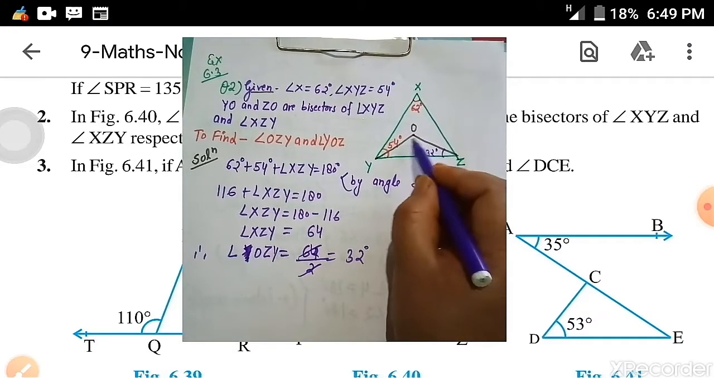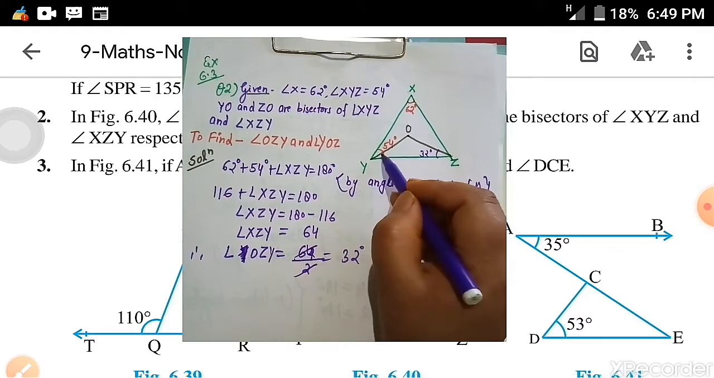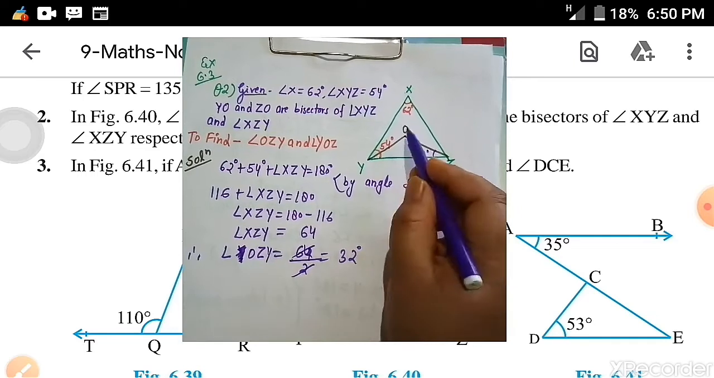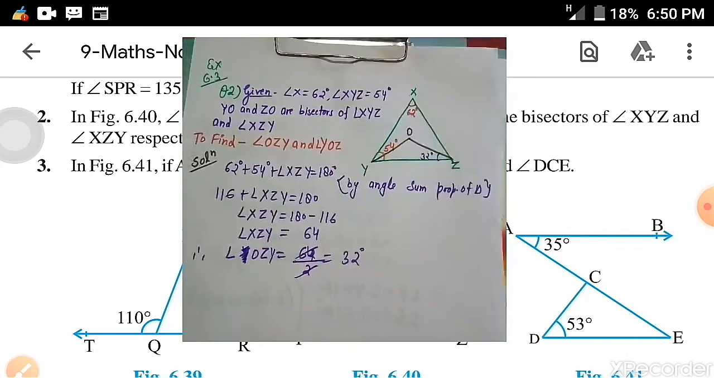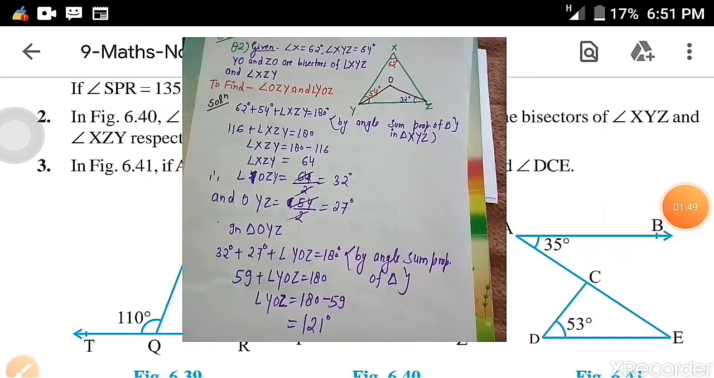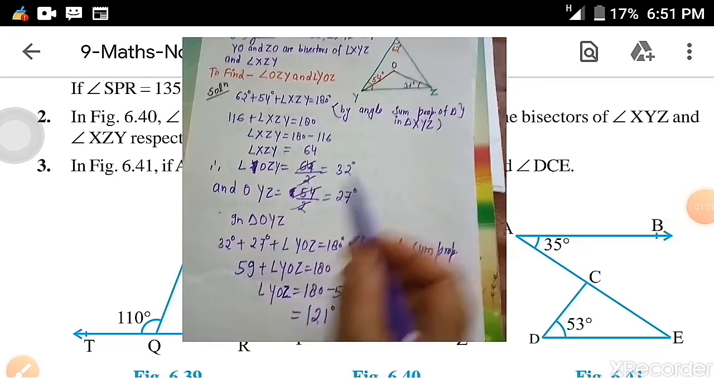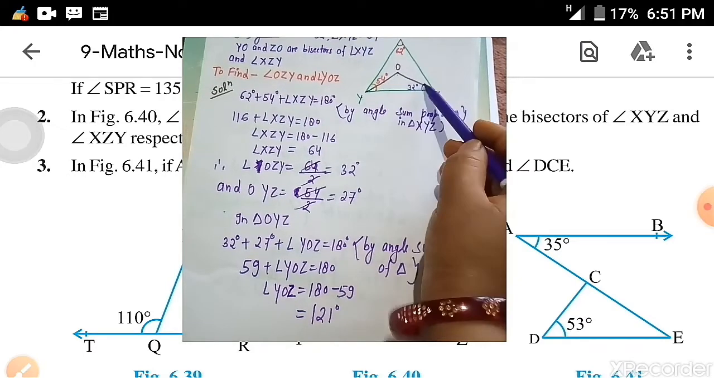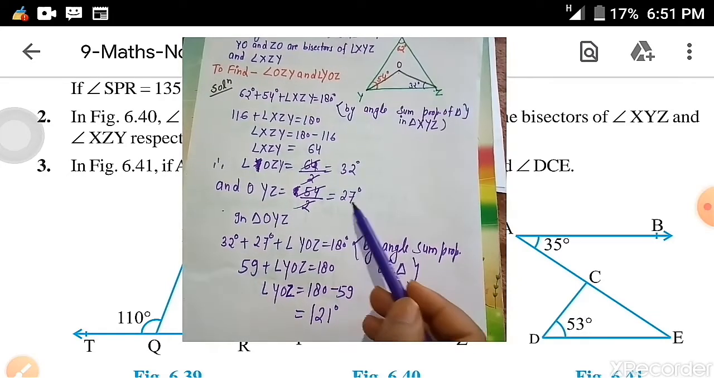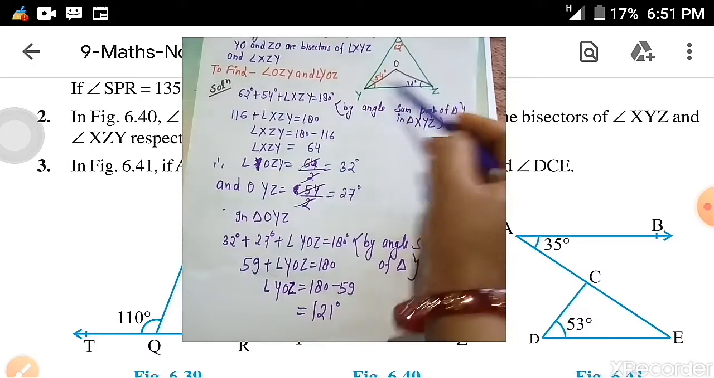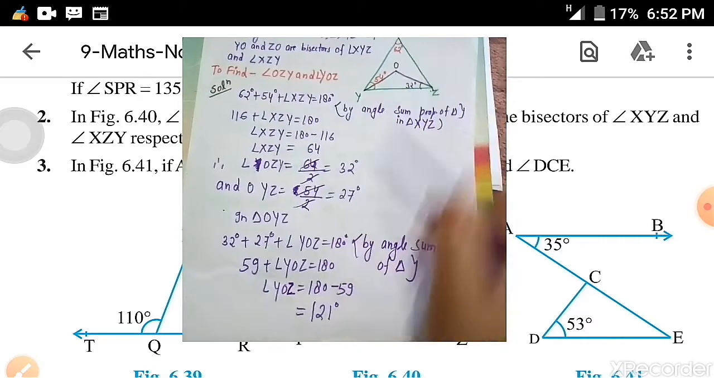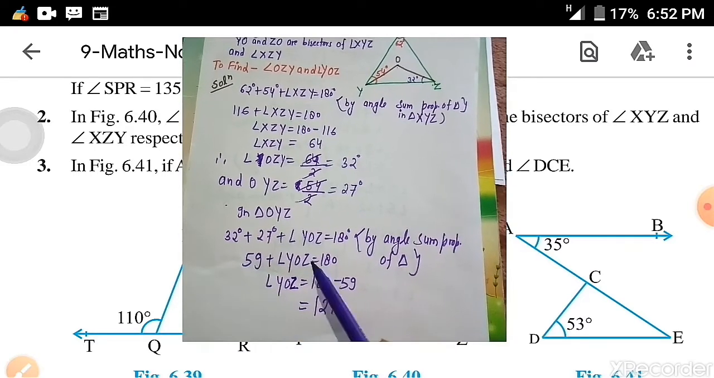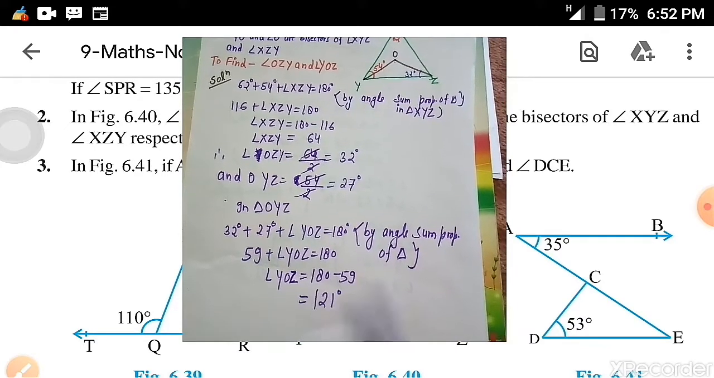Now we have to find out this angle. Since we know that this is 54, this will be half of this angle, and we will again apply the angle sum property in triangle OYZ. So you can see that now I have applied again the angle sum property in triangle OYZ, and this angle is 32 and this angle I have just found is 27 degree. So it's 32 plus 27 plus YOZ is equal to 180 degree, again by angle sum property in triangle. Now we will add this and we will find out YOZ, which is 121 degree.